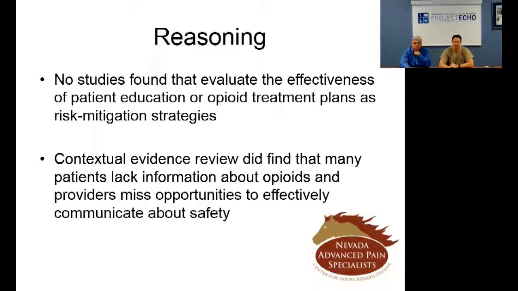And the reasoning behind this is that no studies were found that evaluate the effectiveness of patient education or opiate therapy plans as risk mitigation strategies. So there's nothing out there to say that you having this conversation is going to make a difference. But what they found by looking at the evidence is that patients lack information about opiates. Basically, a lot of times they don't understand the consequences of being started on these medications. And they also found that providers miss opportunities to effectively communicate about safety, especially regarding these medications.